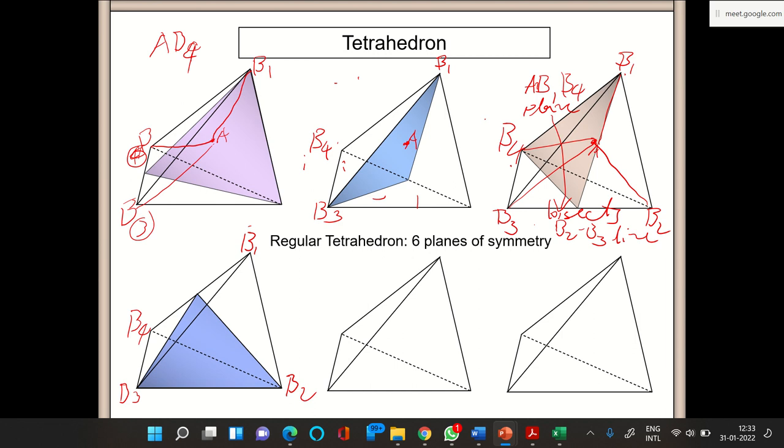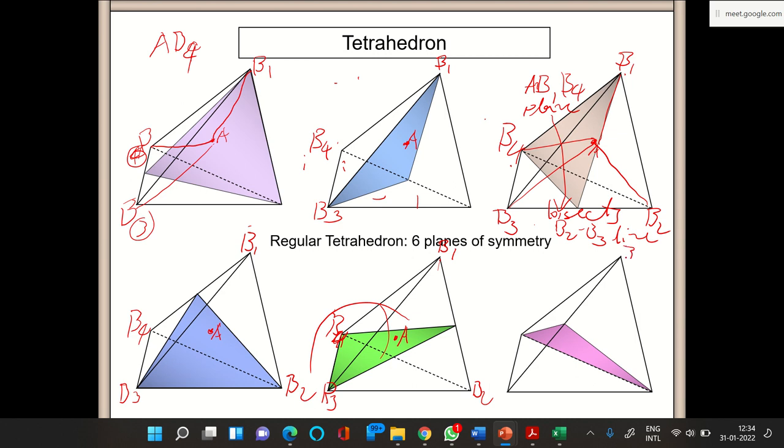This again passes through the center. This is A, B2, B3, and it bisects the B1, B4 line. Similarly, B1, B2, B3, B4. So this is what I was telling you. Again, you can visualize another plane which is passing through, or containing the points A, B3 and B4. A, B3, B4 is contained in the plane, and it bisects the B1, B2 line.